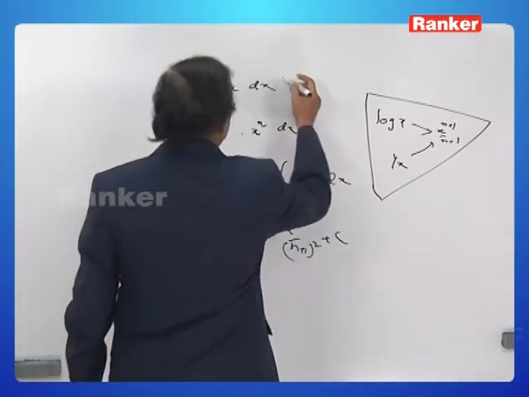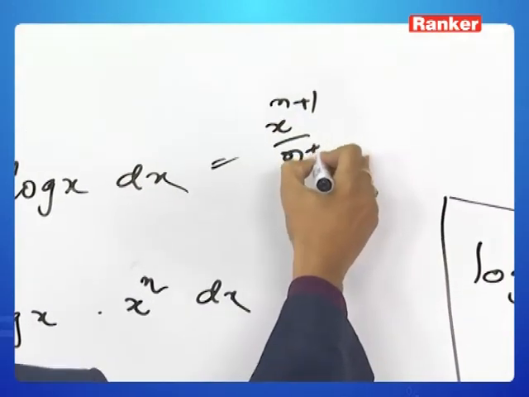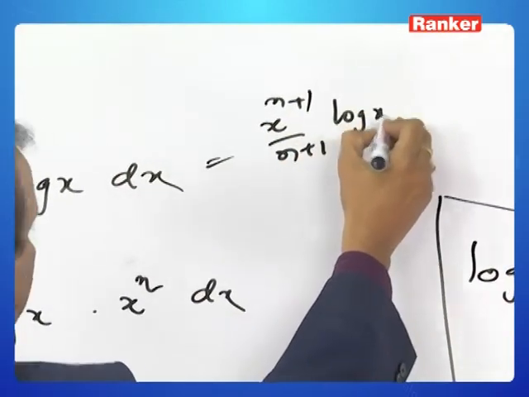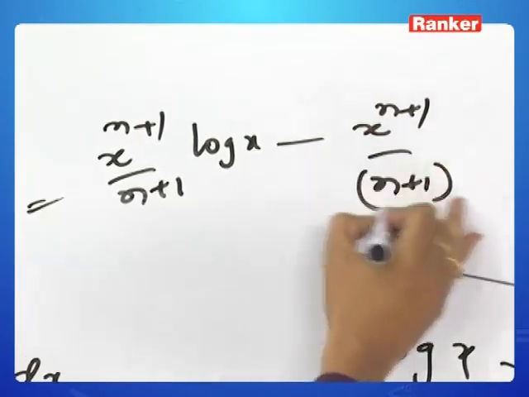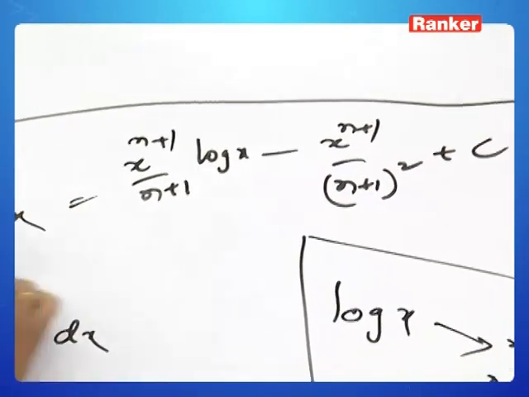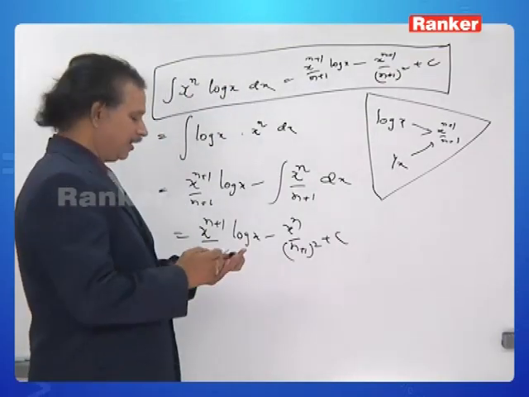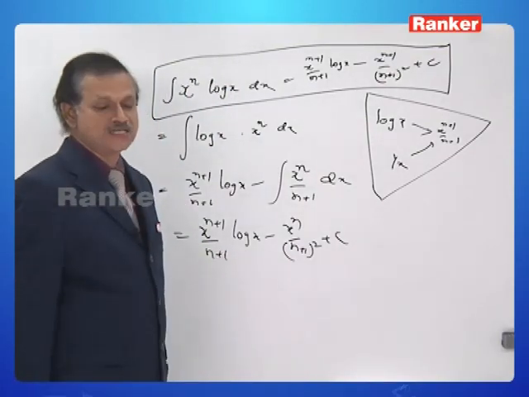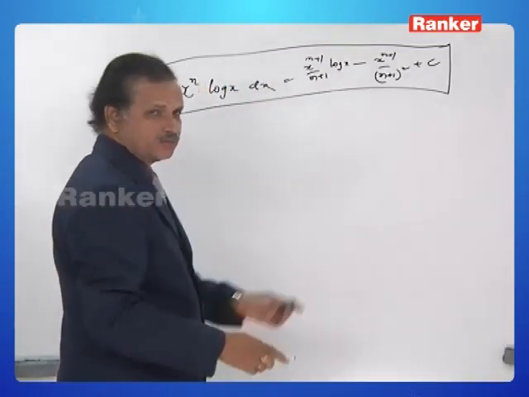Therefore, I like to write this as a formula. X power n plus 1 by n plus 1 into log x minus x power n plus 1 by n plus 1 whole square plus c. It is one of the most standard and useful answers. Let us now think of its reusability.